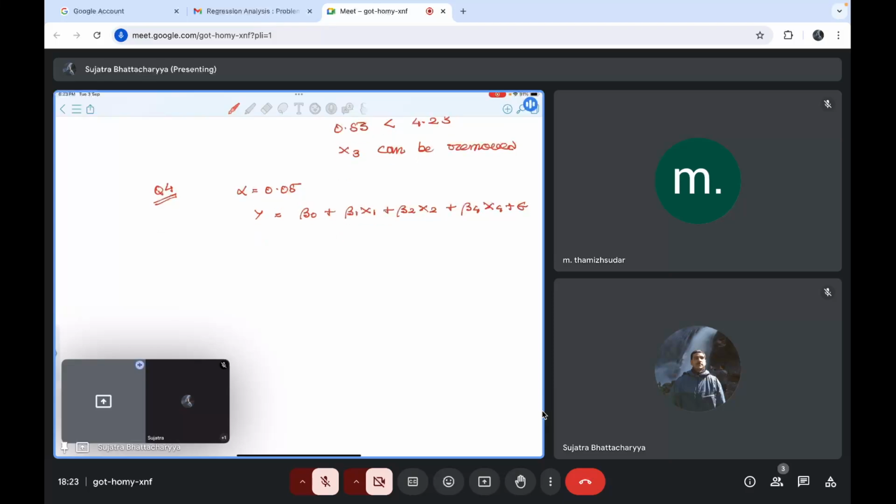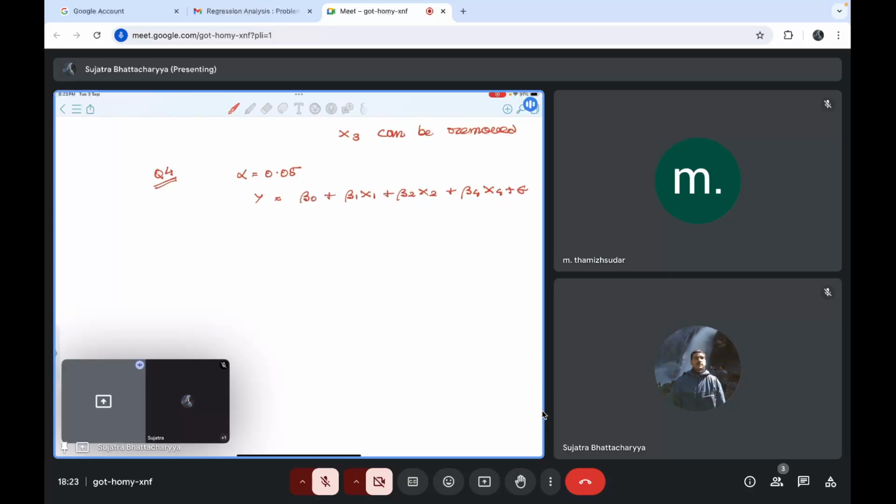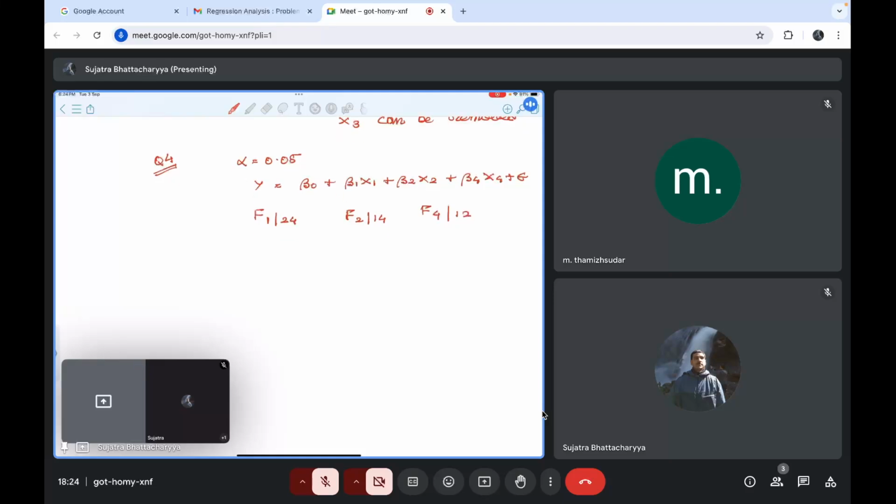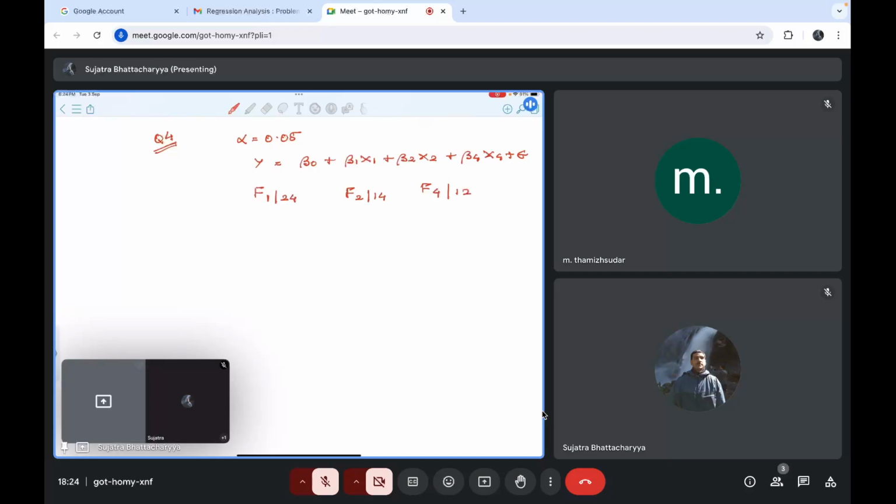Well, after doing this, what are the possible combinations of partial F statistic we can have? That is x1 in the presence of 2 4, x2 in the presence of 1 4, and x4 in the presence of 1 2. These are the three possible partial F statistics which we can have. Okay, so let's now compute each and everything. This time you have to calculate each one, so let's go ahead one by one.